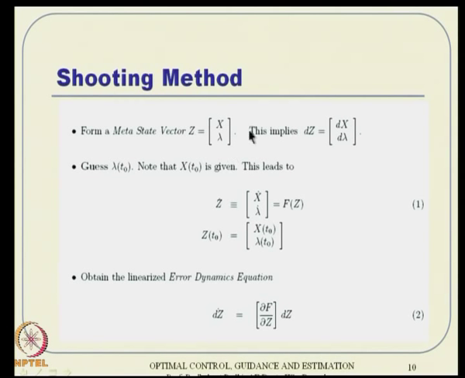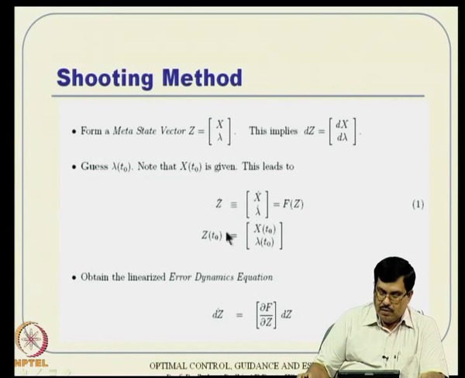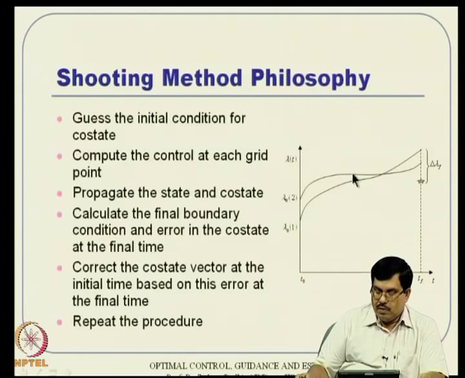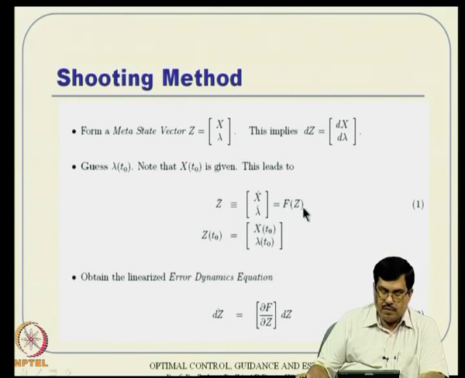Once I define this metastate vector, what is z dot? z dot is nothing but x dot and lambda dot, which, if I go back to here, is nothing but a function of x and lambda. So, this is what it turns out to be: f of z. And associated with that, z of t naught is now available, because lambda of t 0 I have already guessed.